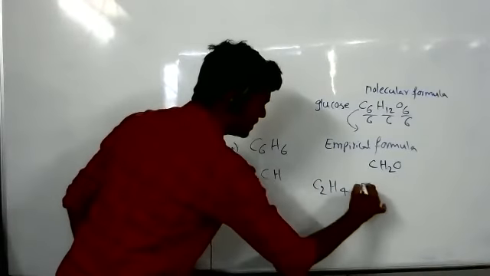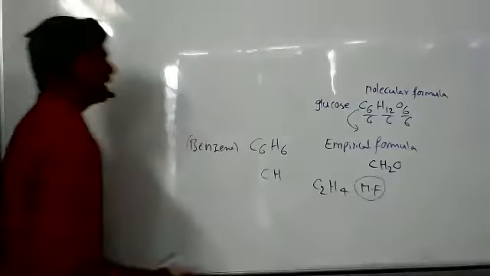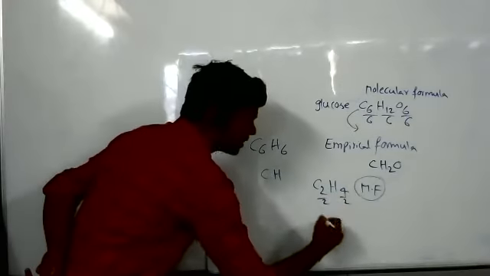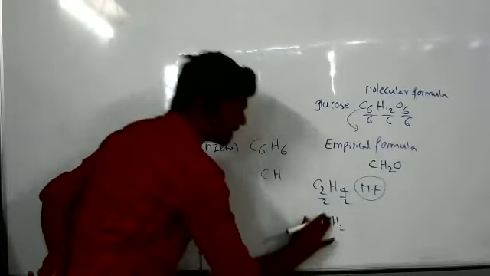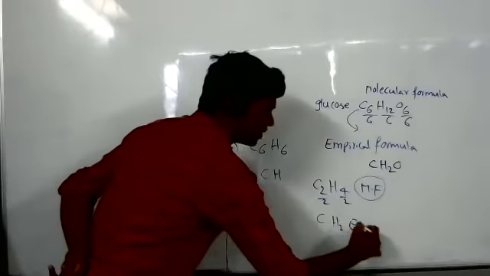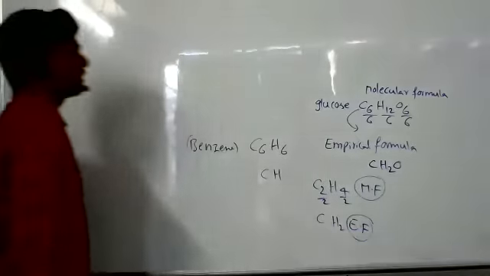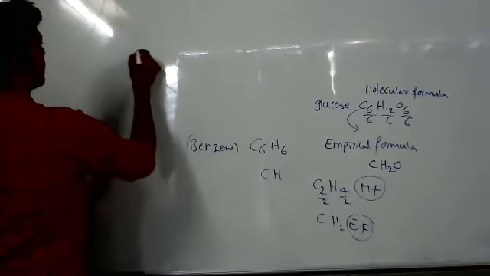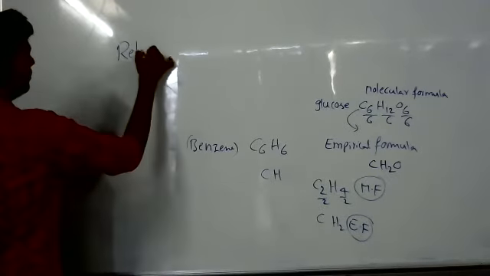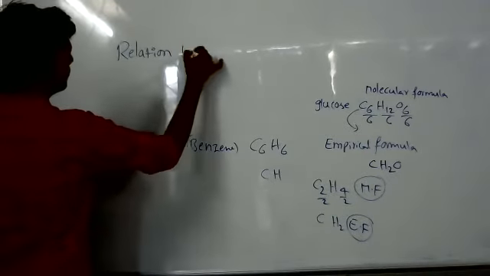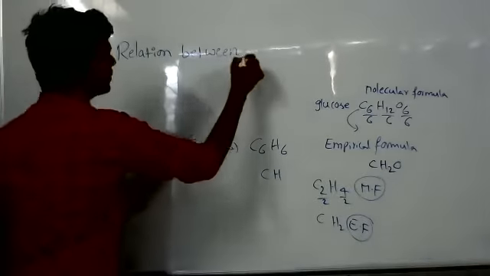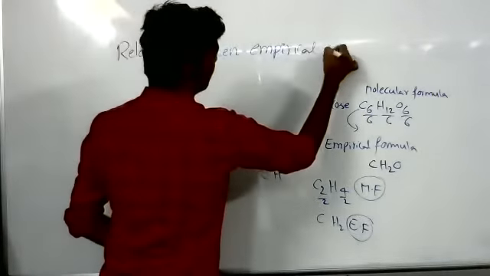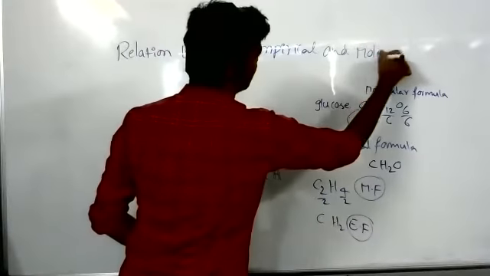C2H4 is the molecular formula, and its empirical formula, just divide by 2. C1H2, so CH2 is the empirical formula. Okay, that's it. Now write the subheading: the relation between empirical and molecular formula.